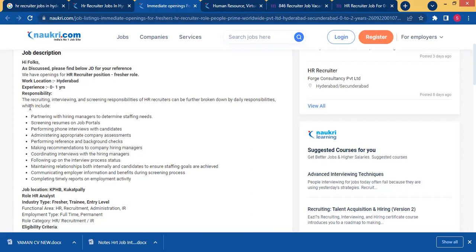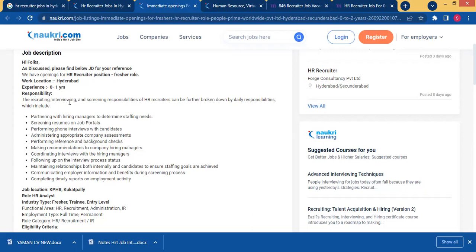So what are the responsibilities? Recruiting, interviewing, and screening responsibilities of HR recruiters can be further broken down by daily responsibilities, which include partnering with hiring managers to determine staff needs, screening resumes on the job portal, performing phone interviews with the candidates, administering appropriate company assessments. So screening resumes on job portals, you have learned in the training. So you can mention this point in your resume.